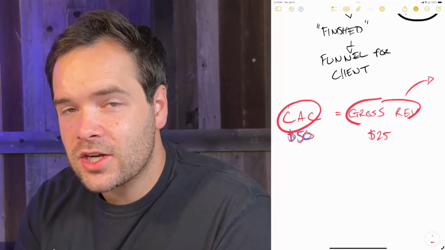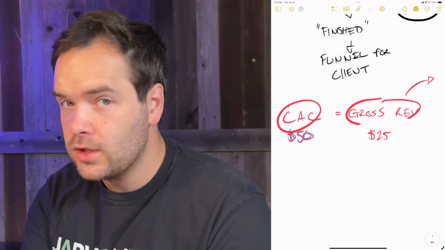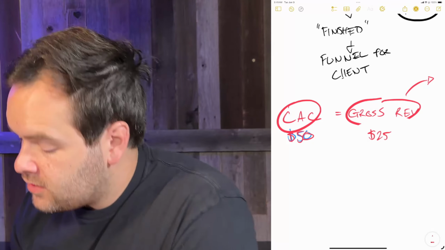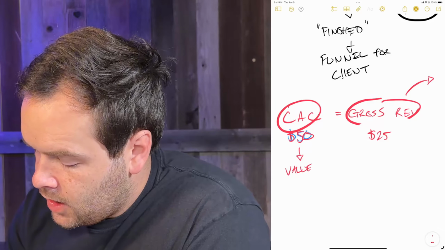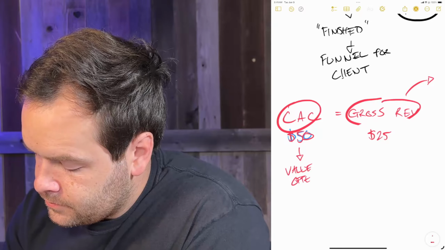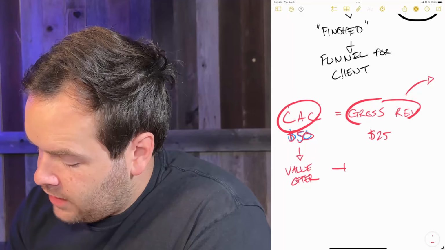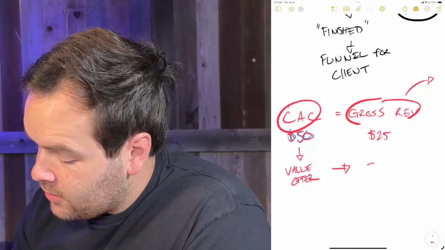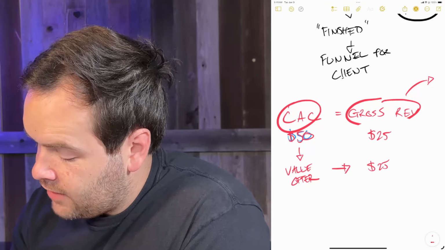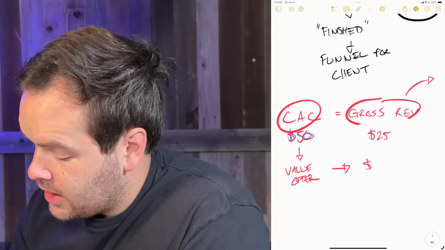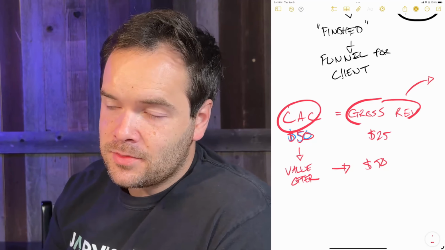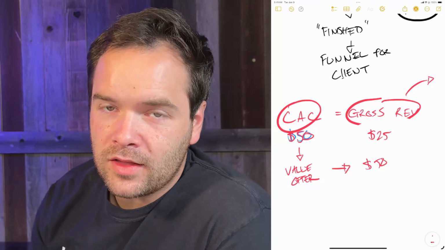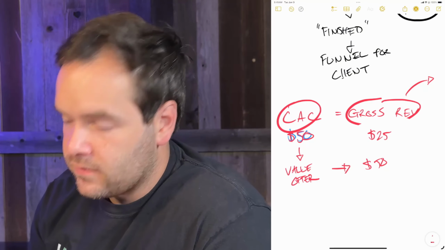But let's say you do want it to fully give you leads for free. Well, then what you need to do is adjust the value of the offer so that you can get more people to buy it at that $25 or that $50 price point, and get the gross revenue up, and try to get another sale out of that, so that it actually does become a $50 cost to acquire a customer and $50 gross revenue, making your lead generation totally free here.